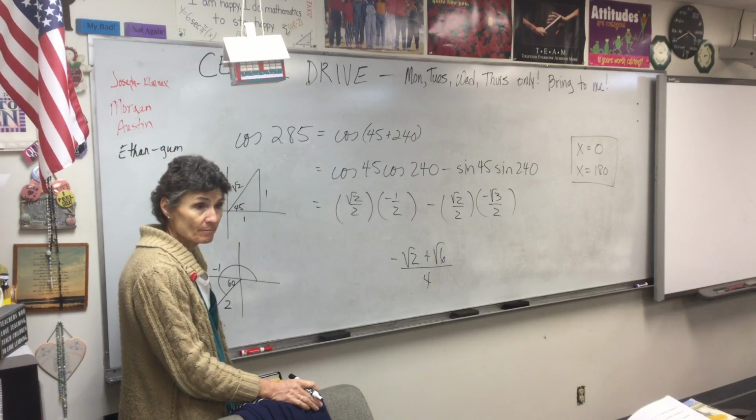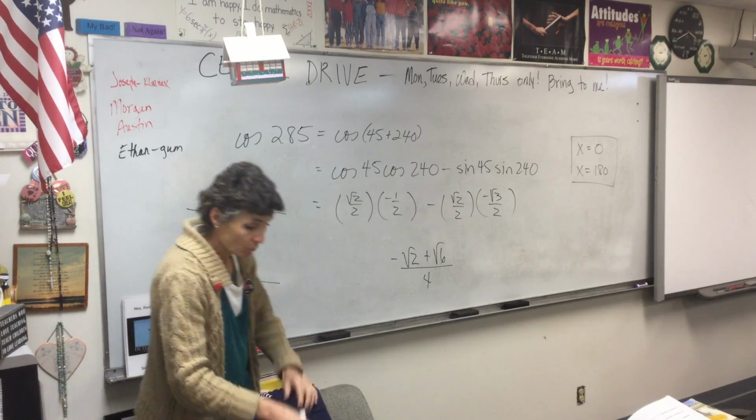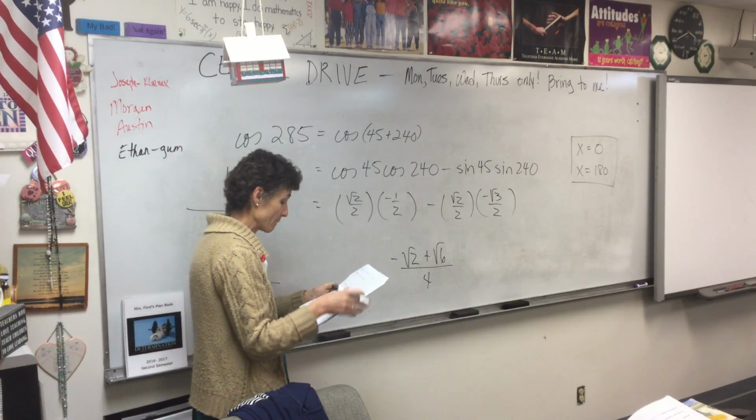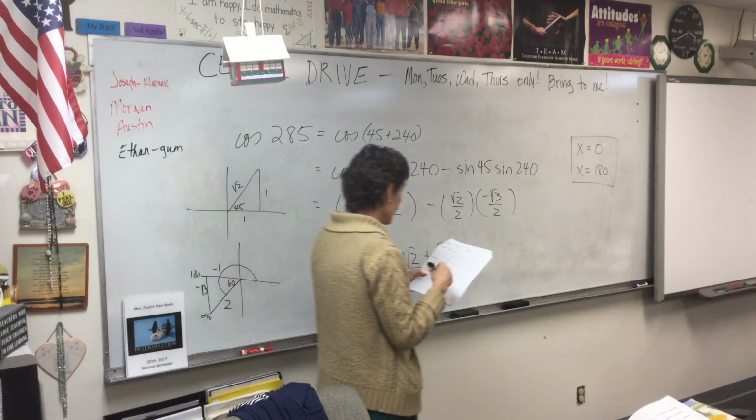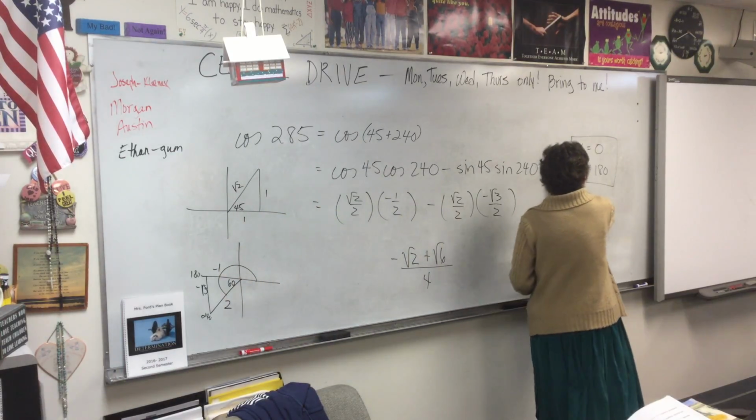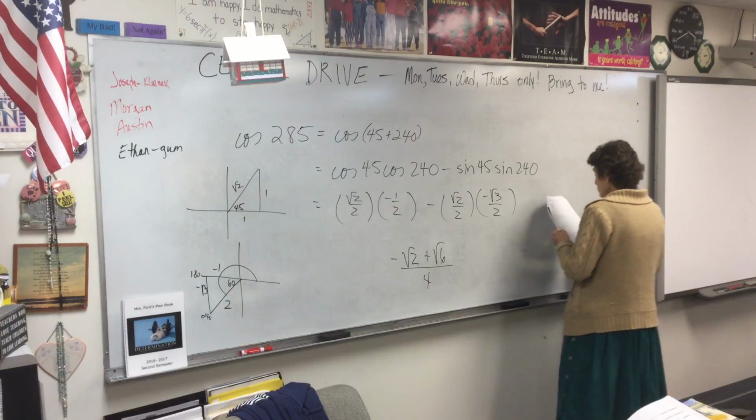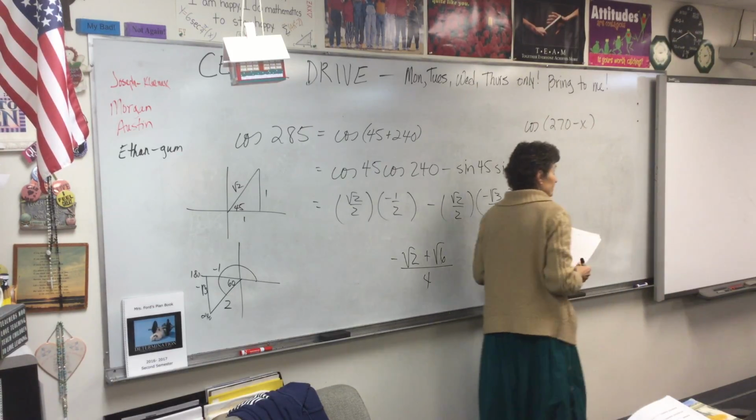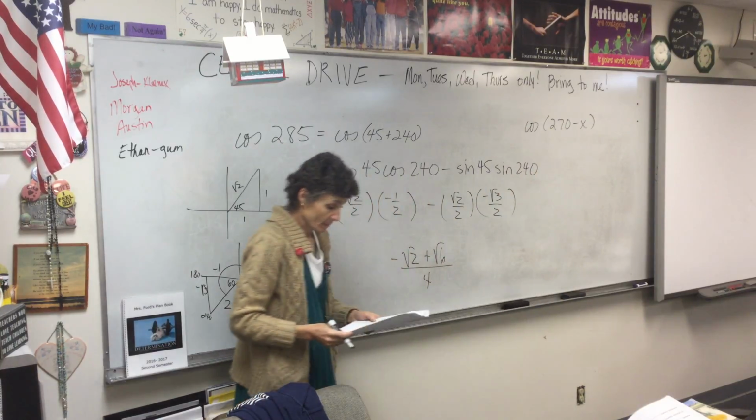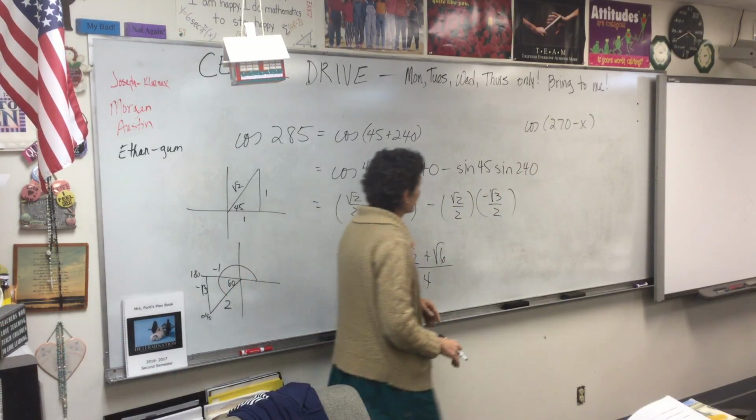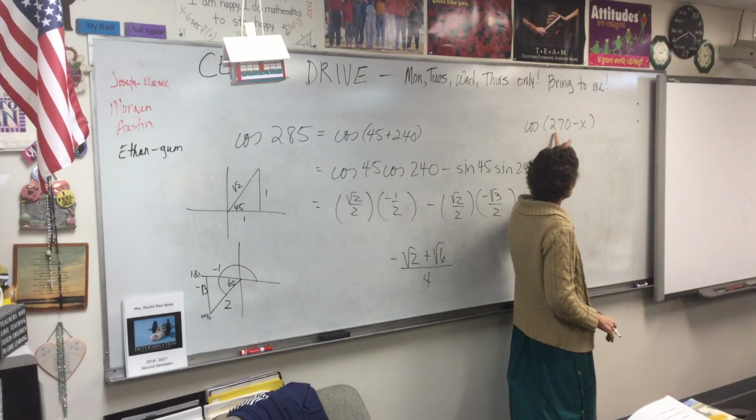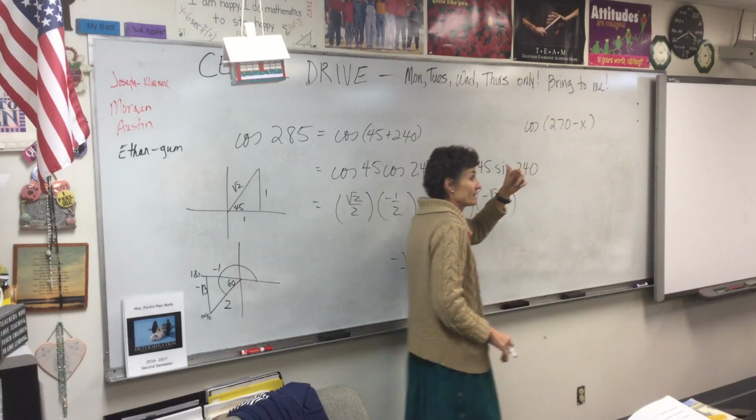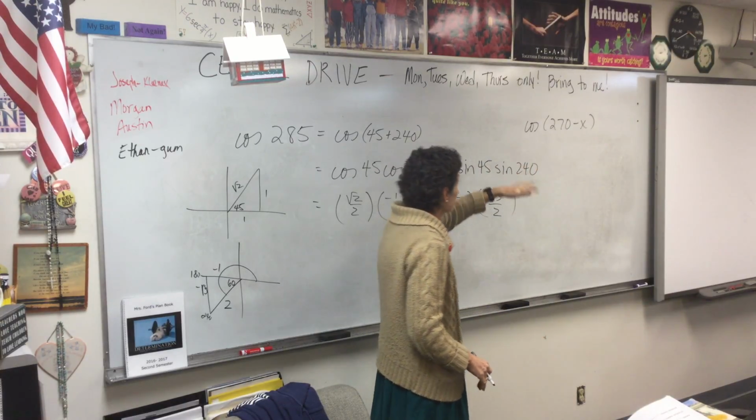Everybody okay with that? Any question about that? Okay, number 2 will not be on this quiz, so let's get down to number 3 because it will be, or could be, I should say, could be, cosine 270 minus x. What did Mrs. Ford tell you about when you see an angle minus an angle or an angle plus an angle? What should you immediately think of? Your formula. So here we go.